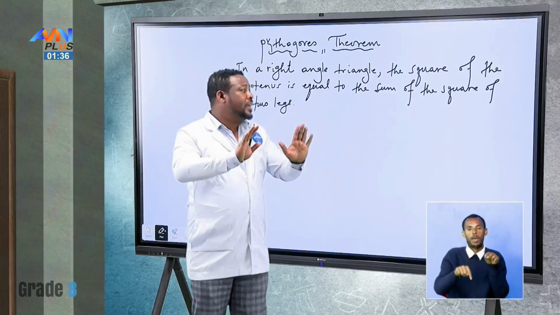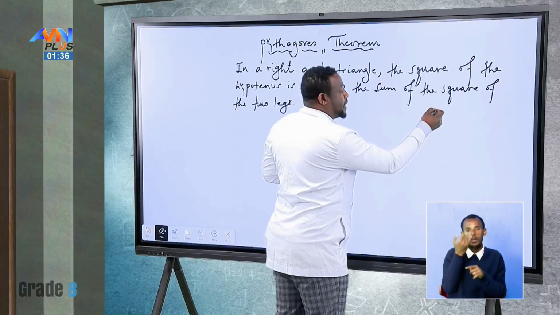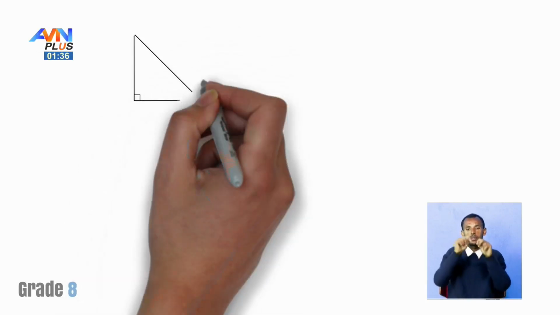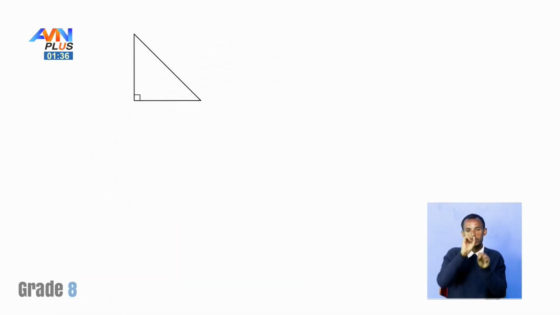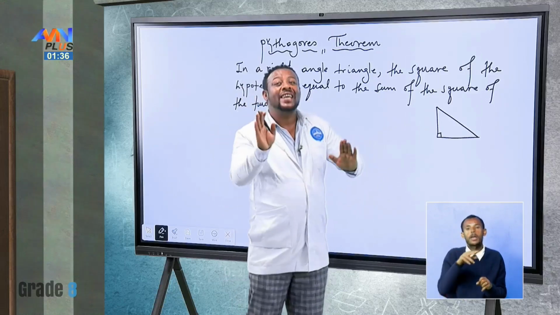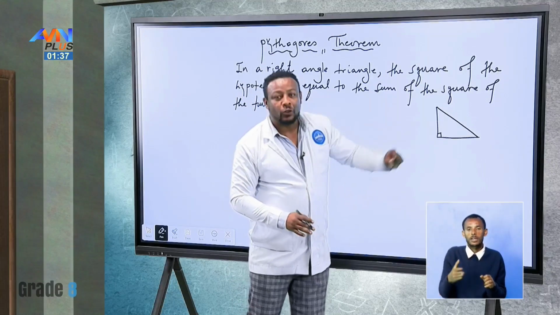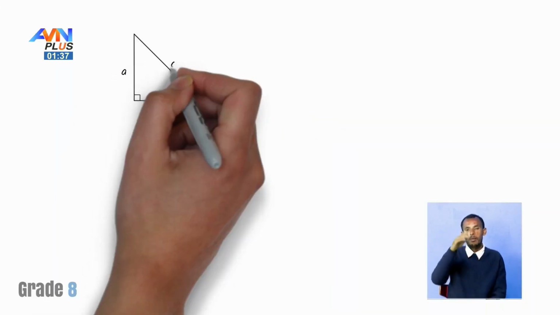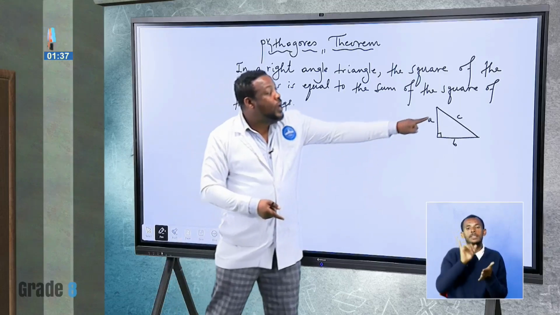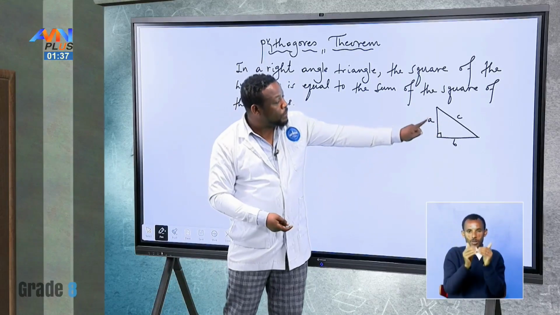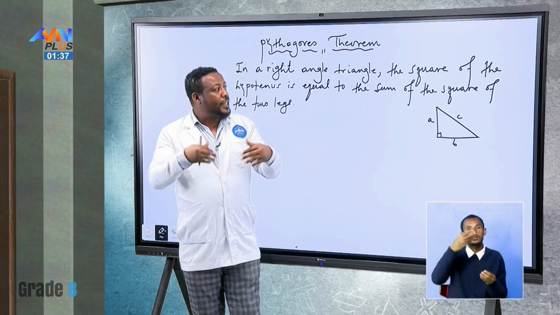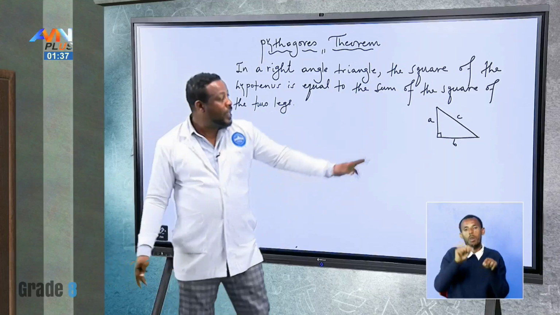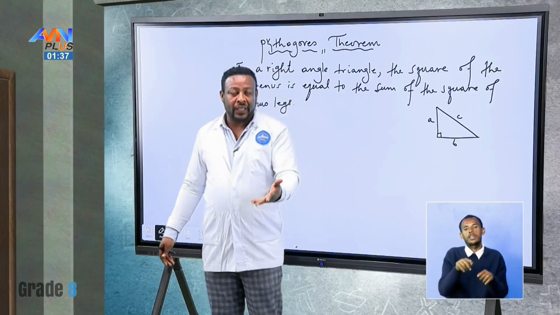That means geometrically, if you have a certain right angle triangle, say this is 90 degrees, obviously the hypotenuse is the side which is opposite to 90 degrees. If you say this is length A, this is B, and this is C, this theorem is saying that the square of C is equal to the square of A plus the square of B. So the square of the hypotenuse is equal to the sum of the squares of the other two legs. These two are the legs of the triangle.